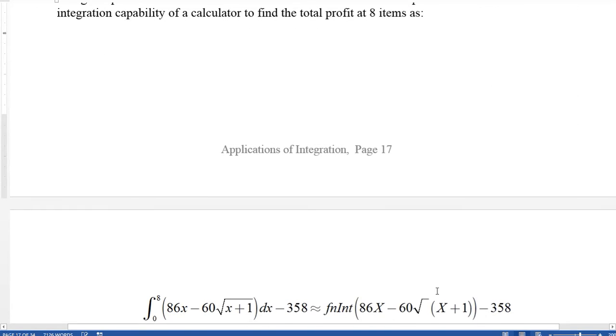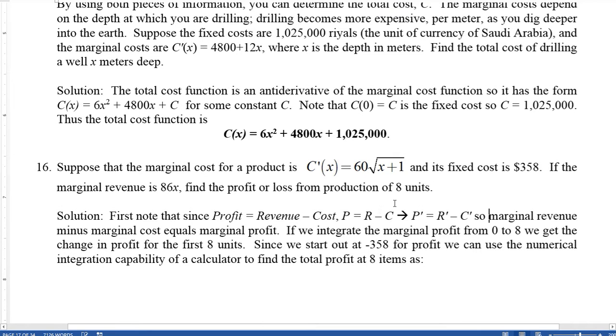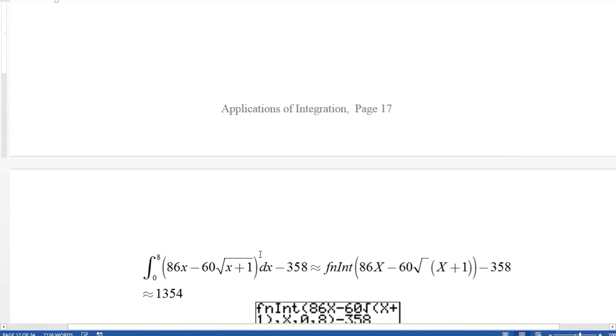Well, let's see what we've got here. If we integrate the profit function, well, what is the marginal profit function? So let's see, we have R prime is 86x, C prime is 60 times the square root of x plus 1. So R prime minus C prime is 86x minus 60 square root of x plus 1. So that's what I have right there. That's the marginal profit function. It's marginal revenue minus marginal cost.